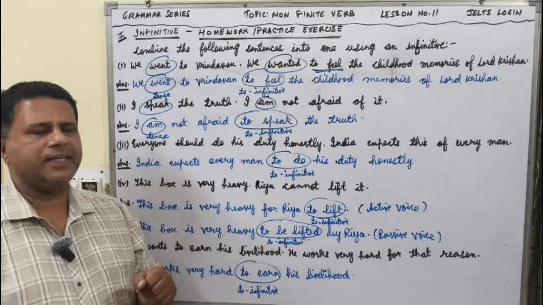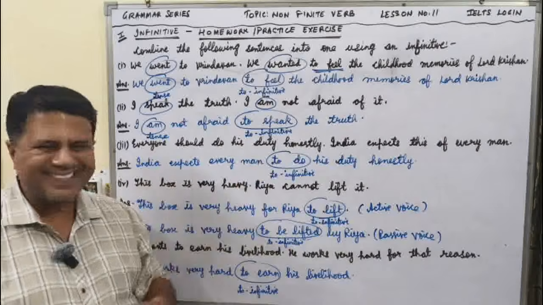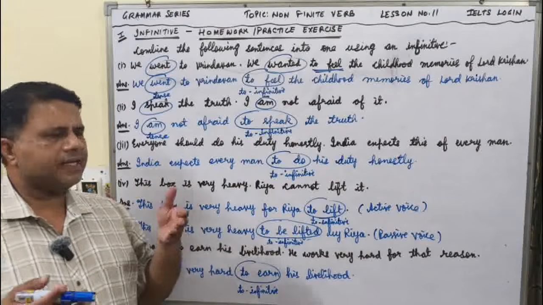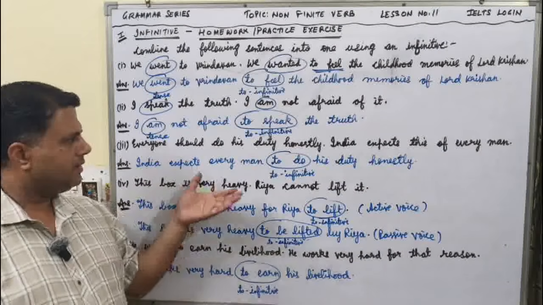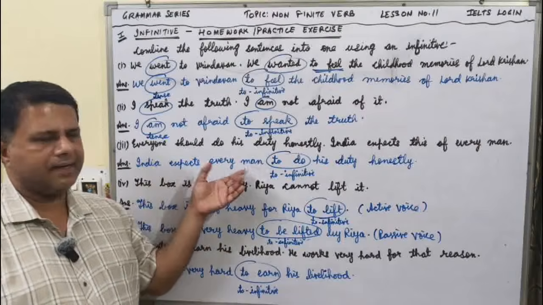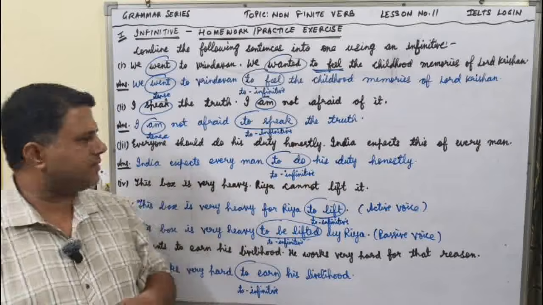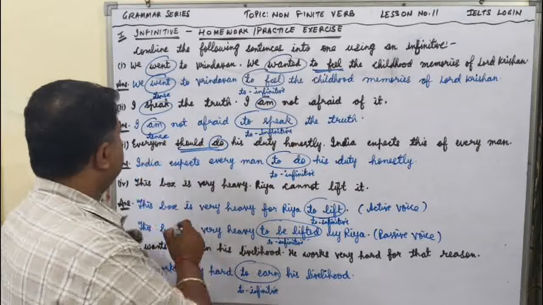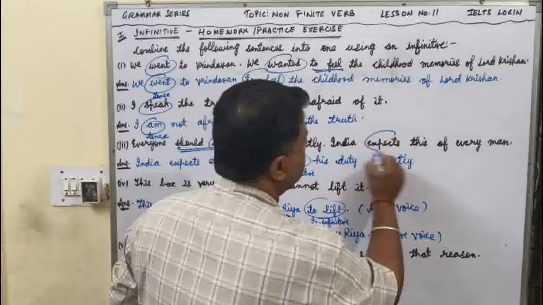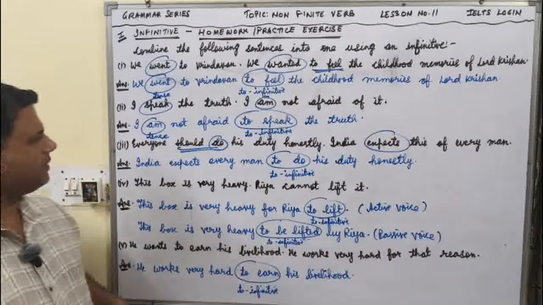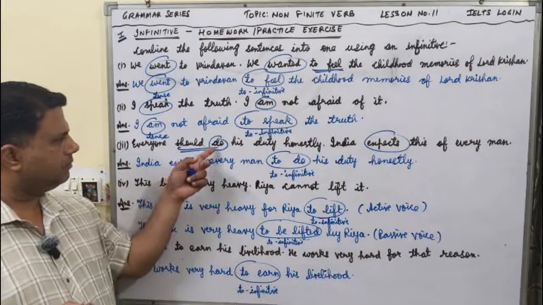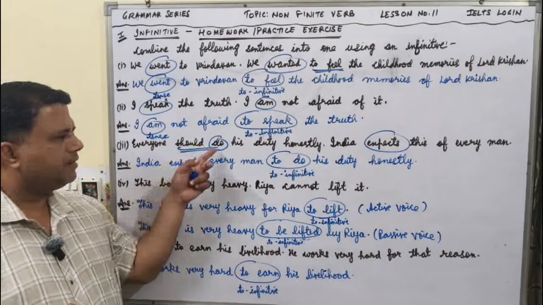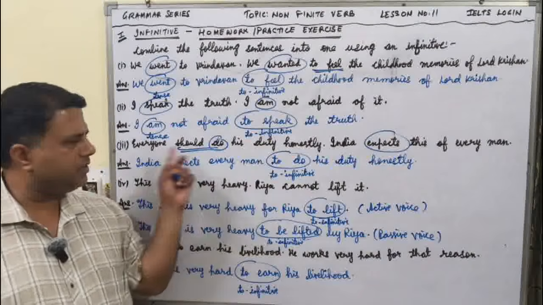Everyone should do his duty honestly. India expects this of every man. India expects what? India expects every man to do his duty honestly. So 'should do' is the tense element. Leave everything else, and add the sentence with 'to do' as the to-infinitive.